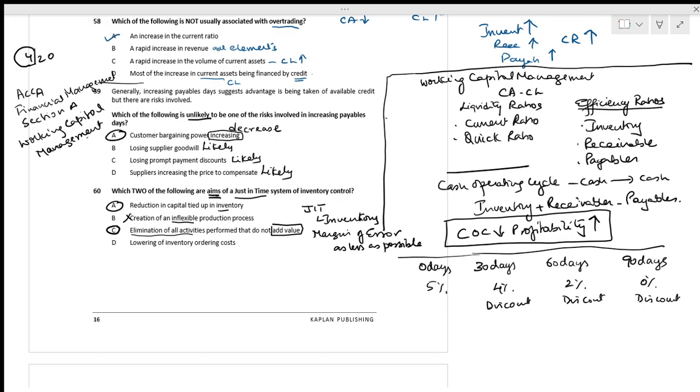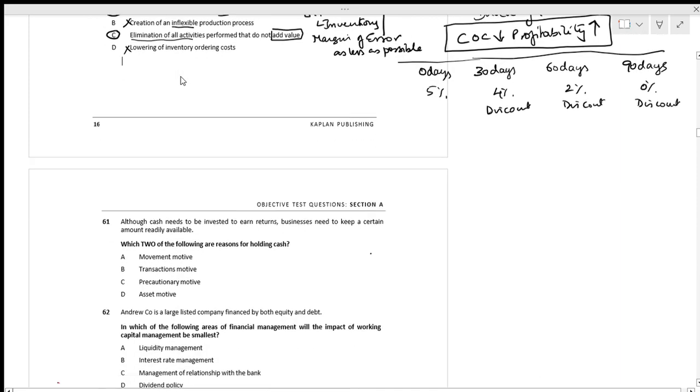Lowering of inventory ordering cost: the inventory order cost will be the same. The more you order, the more the cost per each order. Each order cost is not related to just in time. Likewise, you have to buffer.